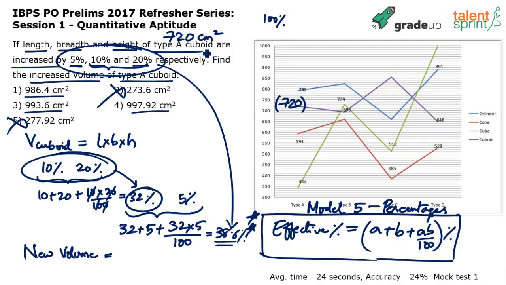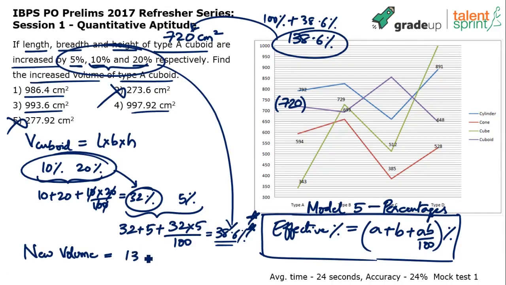Any base value is 100%. Increment is how much? 38.6%. So what's the total new volume? 138.6%. 138.6% of what? The initial value. These are again smart ways of solving the question, right? I mean, don't do 720 plus 38.6% of 720.